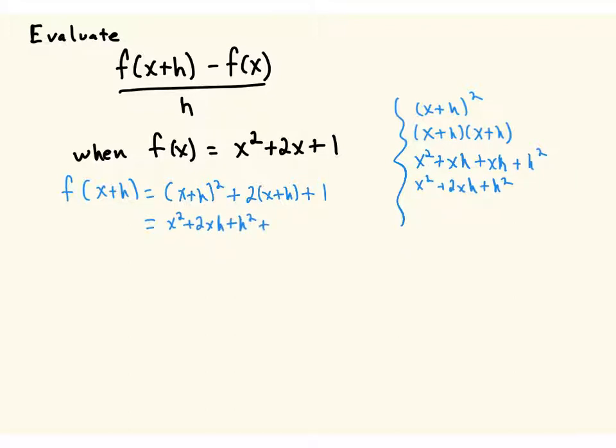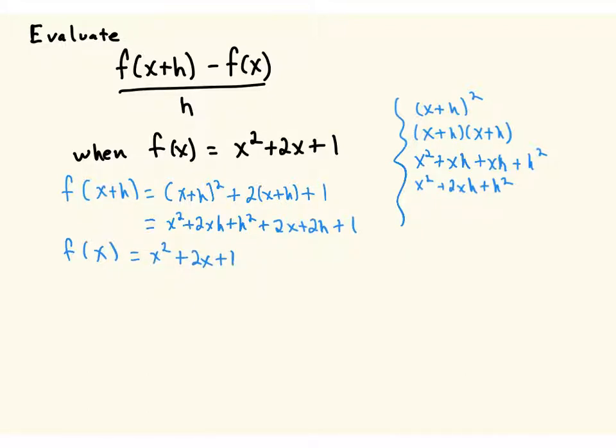Now, in this piece, we have a simple distribution to do, so we end up with 2x plus 2h plus 1. Now in this expression, you will notice that there are no like terms to combine, so we'll just simply keep the result like that. The second piece is just f of x, which is the function itself.